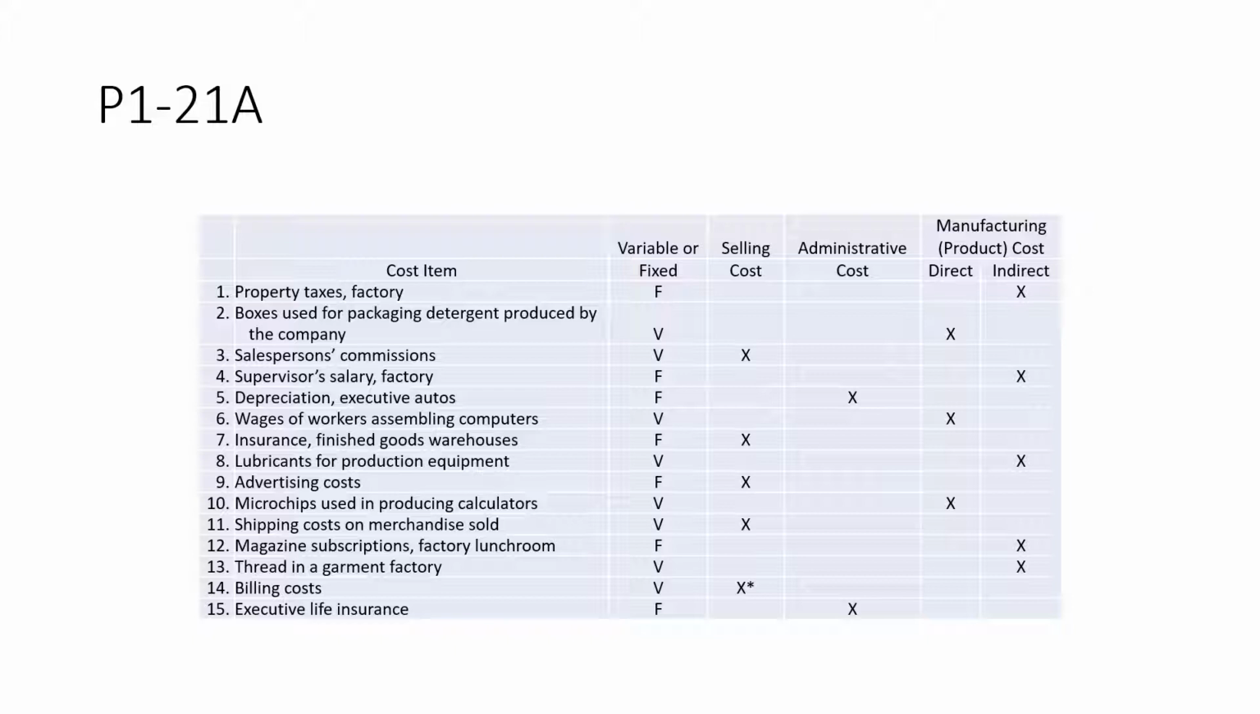Boxes used for packaging detergent produced by the company. Well, that would be dependent on how many were actually being produced, so they would be considered variable, and they're actually being used to package the product. They're a direct manufacturing cost.